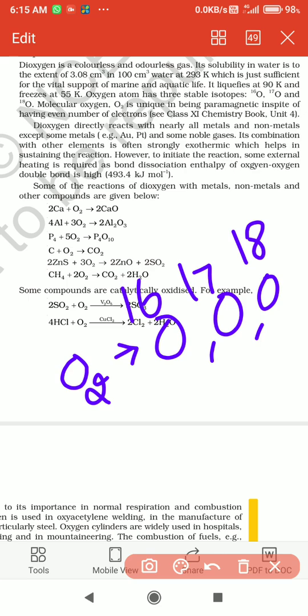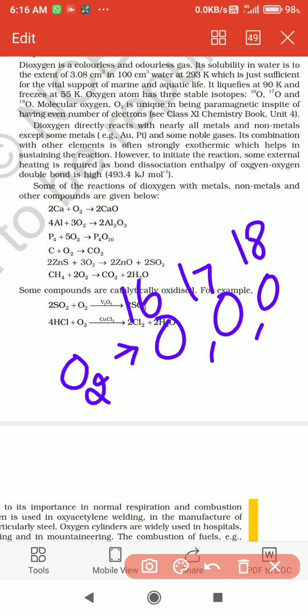Dioxygen directly reacts with nearly all the metals and non-metals, except some metals like gold and platinum. Remaining metals react easily. Some noble gases also do not react with oxygen.